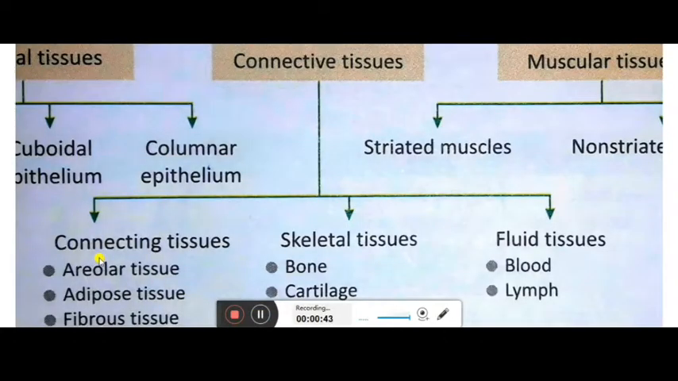Now you see here that connective tissues are basically the binding tissues. So these all three are used for the binding. Then skeletal tissues, these two are for the support. And then fluid tissues, they are the transporting tissue. That means they will transport the materials inside our body.